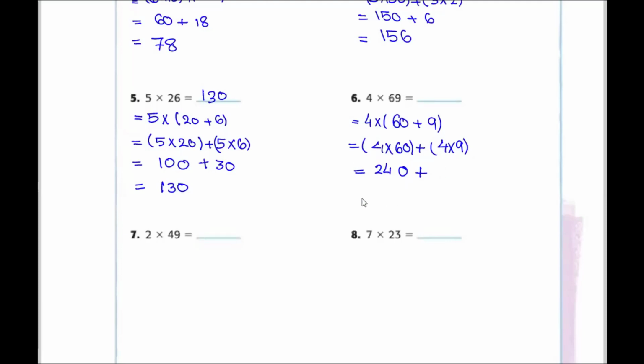Now we need 4 times 9. What is the answer for this one? 36. Yes, perfect. So now we need to add them. How are we going to add this one? 6 plus 0 equals 6. 3 and 4, 7. And then we put 2. So the answer now will be 276.